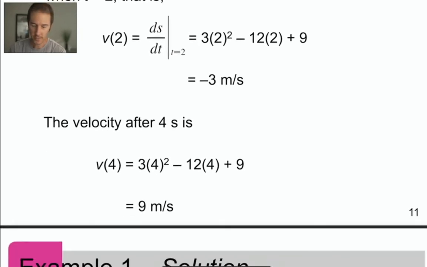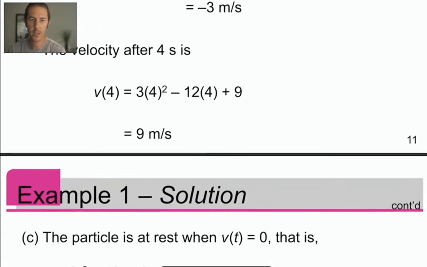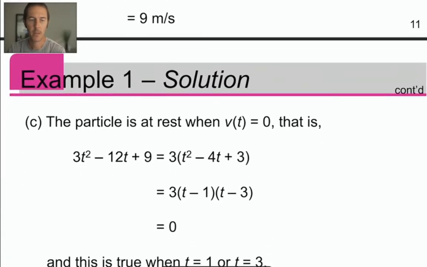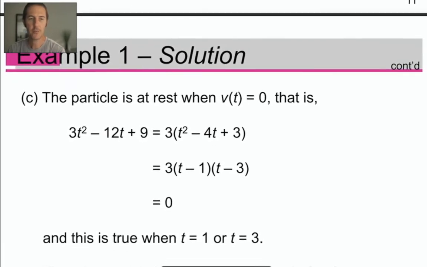To find the velocity after 4 seconds, we plug in the number 4 into our velocity equation. You see the arithmetic, we get 9 meters per second. Part C asks us when the particle is at rest, right? So when is the particle at rest?